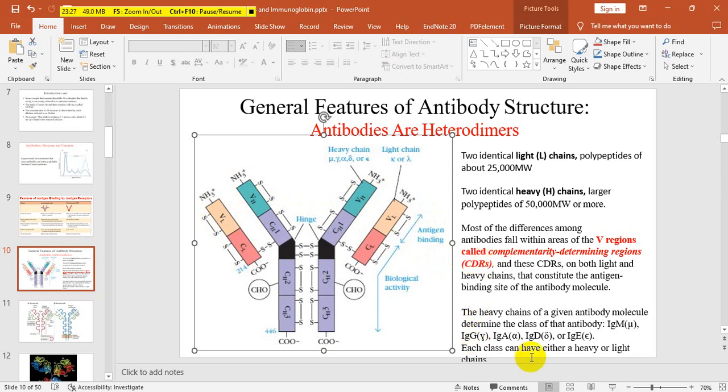And we have types of antibodies. We have immunoglobulin M, immunoglobulin G. Immunoglobulin M is also referred to as mu. Immunoglobulin G is gamma. Immunoglobulin A is alpha. D is delta. Immunoglobulin E is epsilon. So each class can have either a heavy or a light chain that we know.